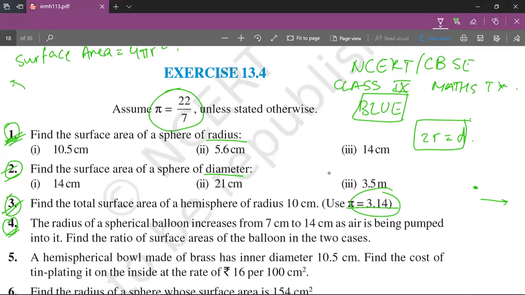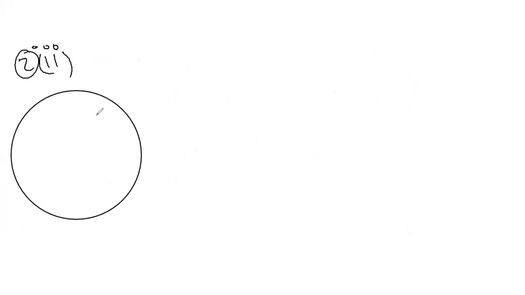Find the surface area of a sphere of diameter 21 centimeters. So diameter into radius, because in surface area and volume questions, diameter is not taken into consideration. Only radius is taken. So 21 centimeter into radius, we'll do it just now. I will clear this drawing. And second part, second question. So first we'll draw a figure. And then finally we'll enter our formula.